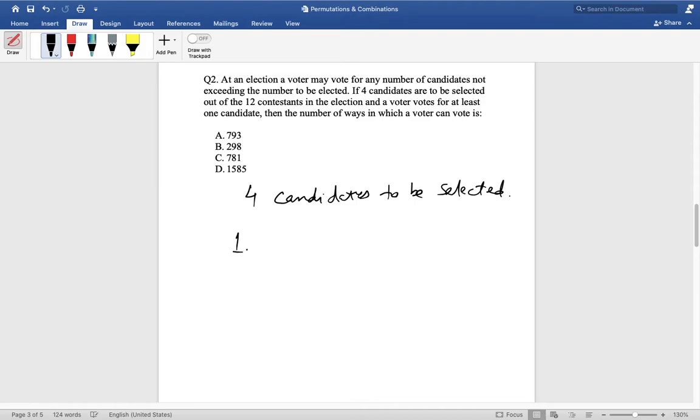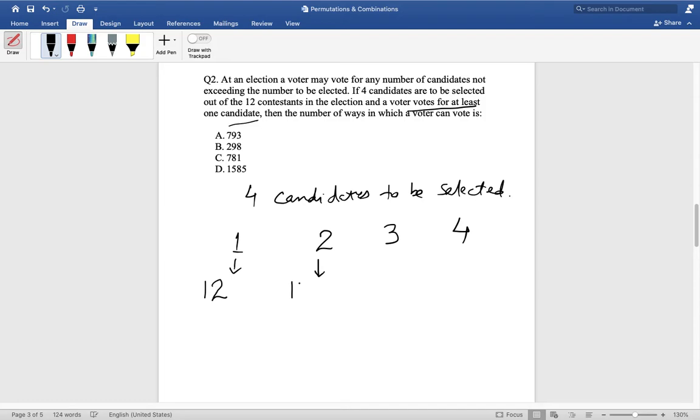So I can vote for 1 candidate, or I may vote for 2 candidates, I may vote for 3, I may vote for 4, or I may not vote for anyone, that is 0, but it is given that a voter votes for at least 1 candidate, so 0 is not an option. So 1, 2, 3 or 4. In how many ways can I vote for 1 candidate? Out of 12 I choose 1. So 12 ways.